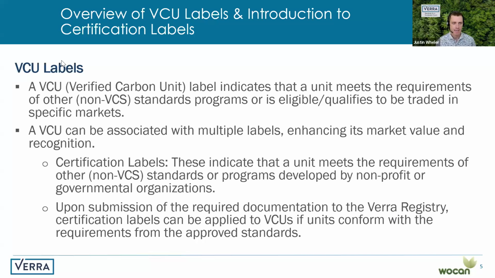Thanks, Nicole. So labels for verified carbon units are basically a way of indicating additional information about the VCU. We have two types of labels: market labels and certification labels. Market labels would be like reduction or removals, or CORSIA labels. So they indicate some information that a particular segment of the market might be interested in. And then certification labels indicate that the project and the associated VCU have been certified by some additional certification body.